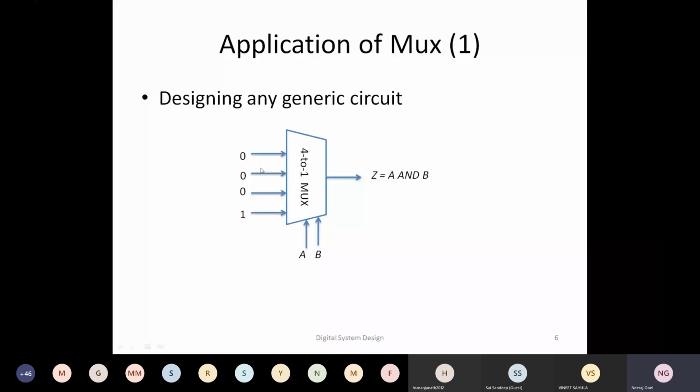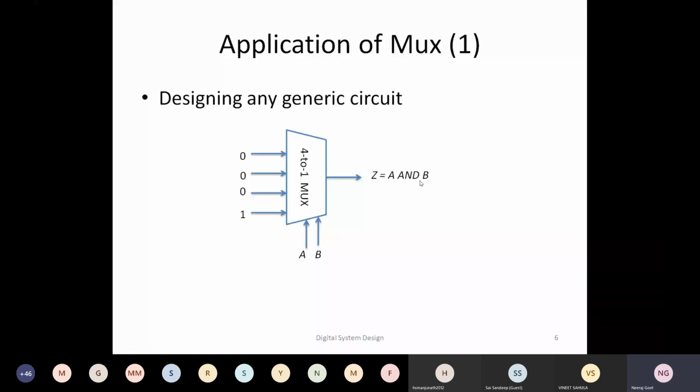So how do we do that? For example, this is a 4:1 multiplexer. If I give the inputs as 0, 0, 0, 1, and then use AB as the select lines, what would happen? If AB is 0, 0, then Z would be equal to 0. If AB is 0, 1, then Z would be 0. If AB is 1, 0, then Z would be 0. And if AB is 1, 1, then Z is equal to 1. Essentially, this is the truth table of an AND gate. So in other words, this Z represents an AND gate.